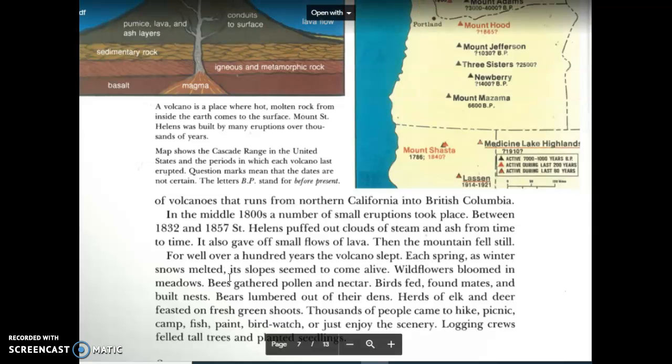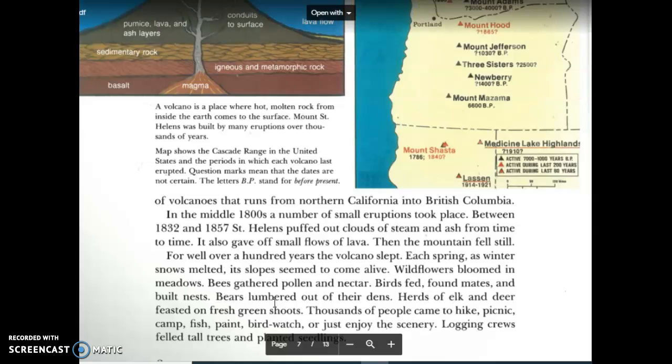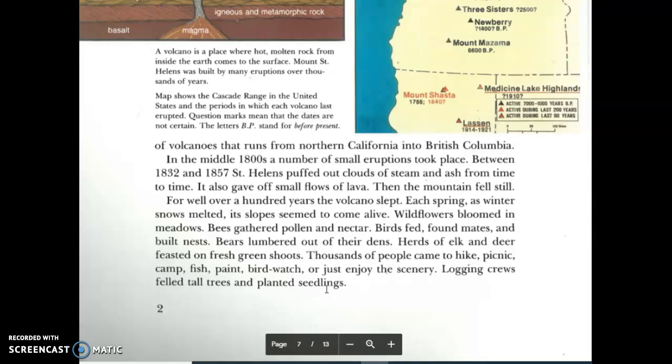Each spring, as winter snows melted, its slopes seemed to come alive. Wildflowers bloomed in meadows. Bees gathered pollen and nectar. Birds fed, found mates, and built nests. Bears lumbered out of their dens. Herds of elk and deer feasted on fresh green shoots. Thousands of people came to hike, picnic, camp, fish, paint, birdwatch, or just enjoy the scenery. Logging crews felled tall trees and planted seedlings.